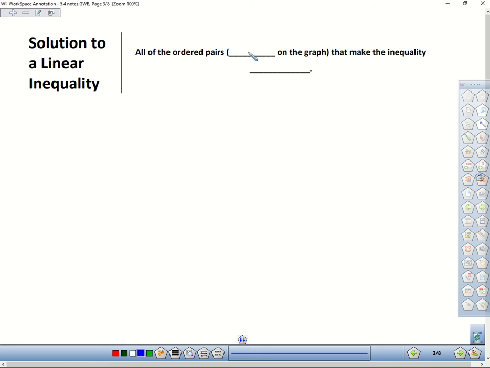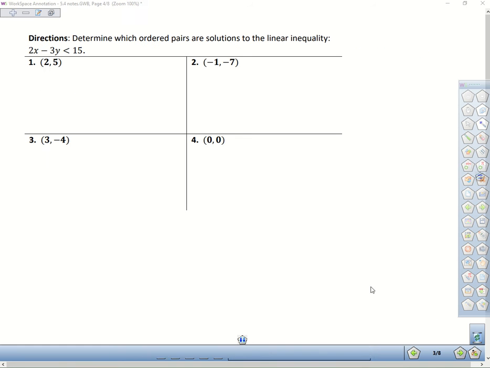Alright, so a solution to a linear inequality is all of the ordered pairs, aka points on the graph, that make the inequality true. So that's what we define as a solution to a linear inequality. All of the ordered pairs, points on the graph, that make the inequality true. Everybody got that down? Points and true are the blanks. Okay, sounds good. Let's move on.